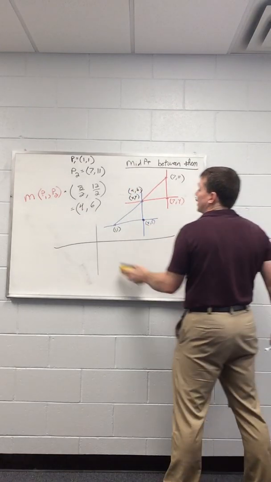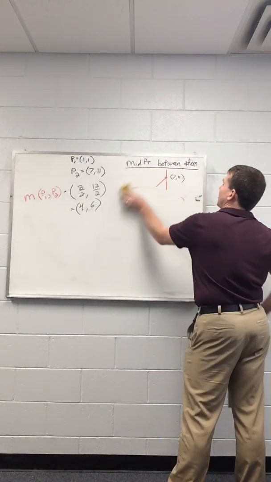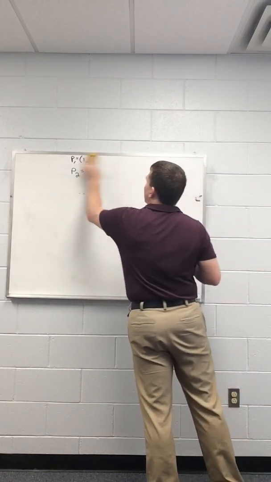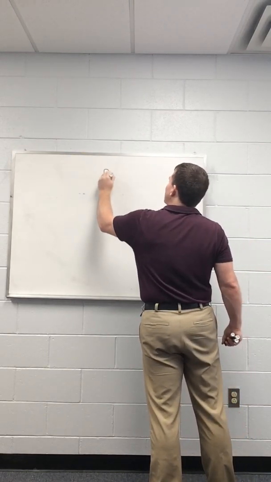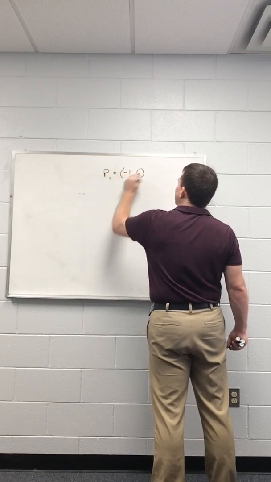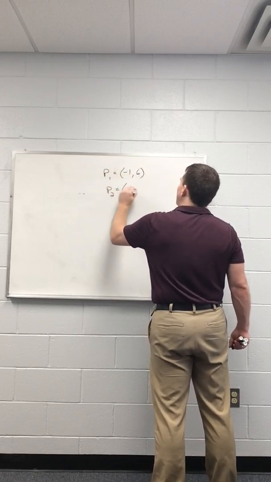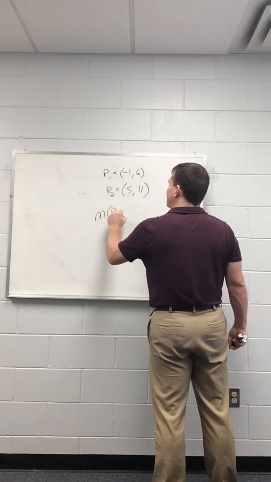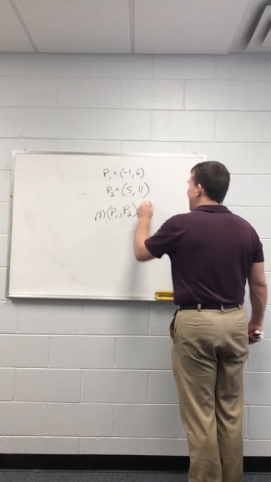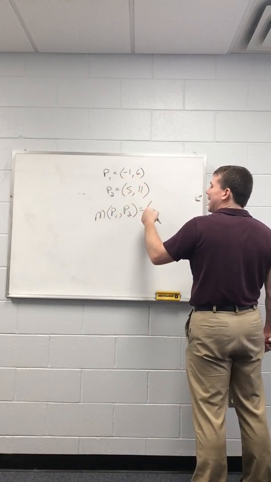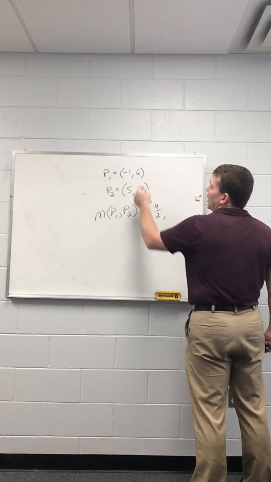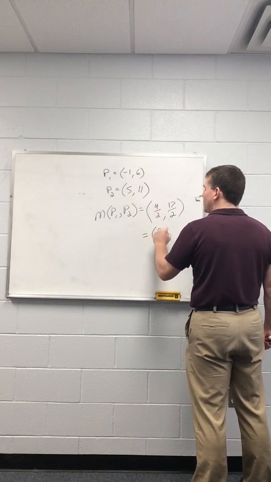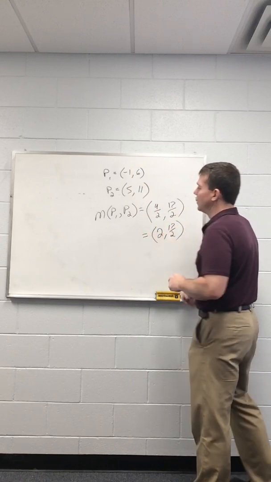I'm just going to do one more example of this so that we're all clear on how it goes. And again, we'll make sure to use the formula this time. So suppose I have P1 equals (-1, 6), P2 equals (5, 11). To find the midpoint, I average them. Negative 1 plus 5 is 4 over 2. 6 plus 11 is 17 over 2. And I get 4 over 2, which is 2, and 17 over 2.